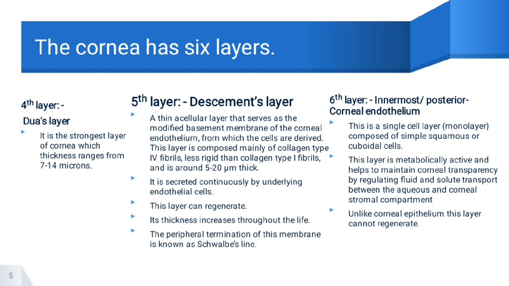And the sixth one is corneal endothelium, which is the innermost or the posterior layer. This single cell layer, a monolayer, is composed of simple squamous or cuboidal cells. This layer is metabolically active and helps to maintain corneal transparency by regulating fluid and solute transport between the aqueous and the corneal stroma compartments. Unlike the corneal epithelium, this layer cannot regenerate.